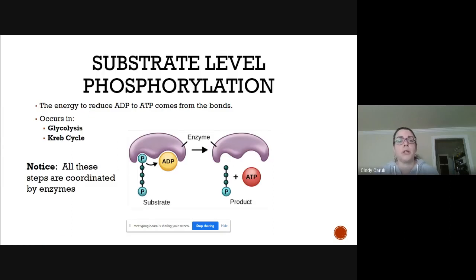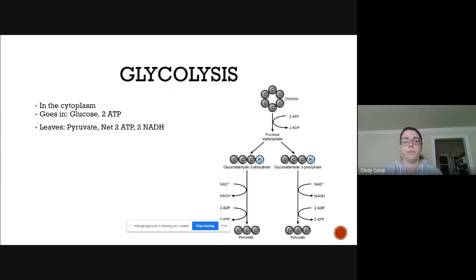You have substrate level phosphorylation. That's where the energy for turning ADP into ATP comes directly from bonds, either the breaking of bonds or going from a high energy bond to a low energy bond. And that's what occurs in our first two steps, glycolysis and the Krebs cycle, right? And these are coordinated by enzymes, and that becomes very important, right?